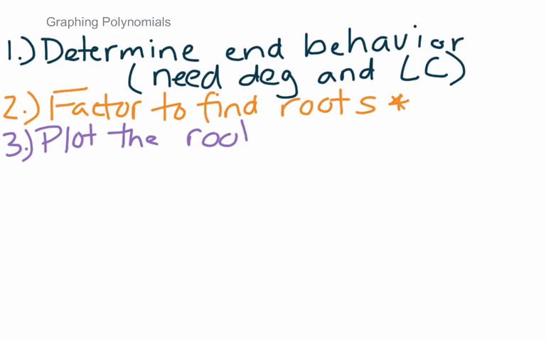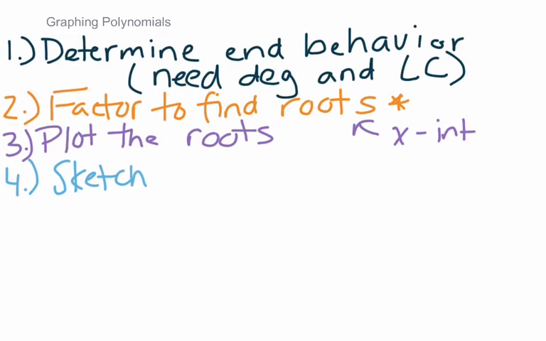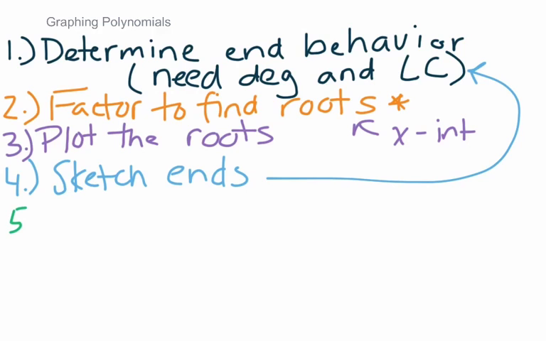And by that, I just mean you put a dot wherever the root is. Remember that the root is the x-intercept. So it's an actual point on the graph. It is the point where the graph crosses the x-axis. So once you know where the roots are, you're going to put a dot where every root is. Then you will sketch the ends, and that's going to take you back to this step right there where you determine the end behavior. So you're going to put the roots in, then you're going to put the ends in, and then lastly, we are going to add in the rest of the graph.